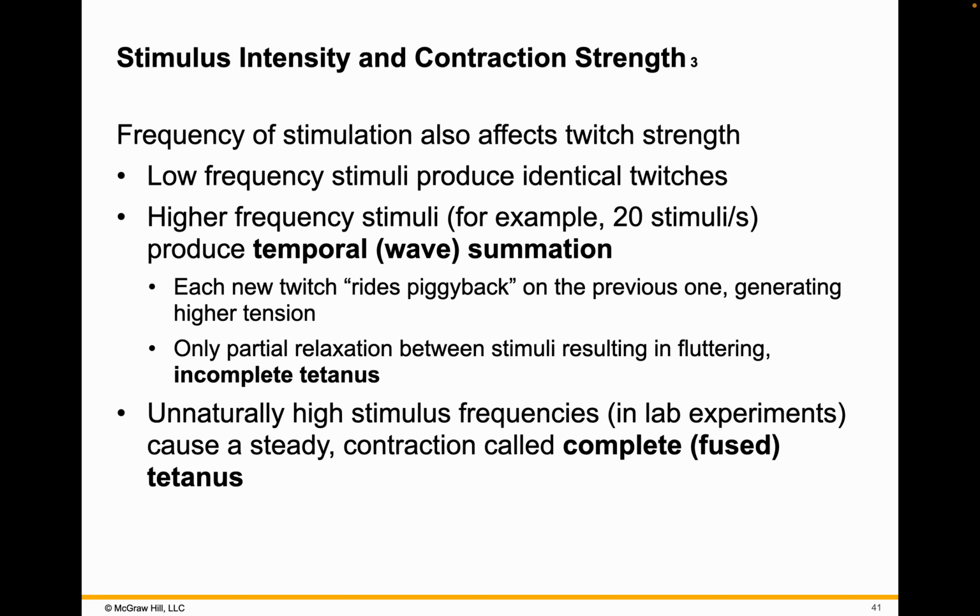Frequency of stimulation also affects twitch strength. Low frequency stimuli produce identical twitches. Higher frequency stimuli, 20 stimuli per second, produce temporal or wave summation, because each new twitch rides piggyback on the previous one, generating higher tension. What it really means is we get partial relaxation between stimuli and the next wave. Call that incomplete tetanus. Unnaturally high stimulus frequencies in lab experiments cause a steady contraction called complete or fused tetanus.